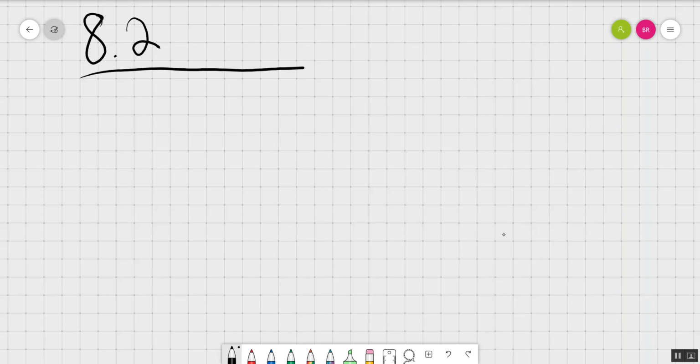Hey, we're in chapter 8. So today might be a little easier and a little rough for a variety of reasons, but we're going to be doing the quadratic formula.